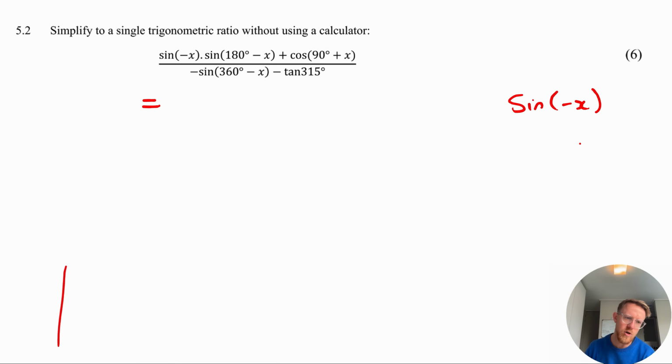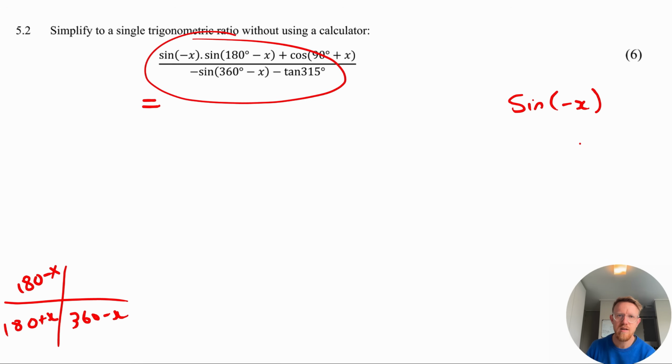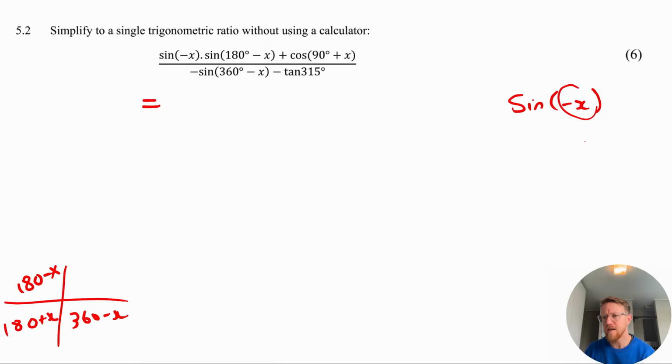We know that we've got something called a CAST diagram, and our goal is to try turn all of these things into something that is on here. So at the moment, sin of negative x we don't find that anywhere over here. So what we do is we add 360. You are allowed to add or minus 360 as many times as you want when you are on these diagrams.